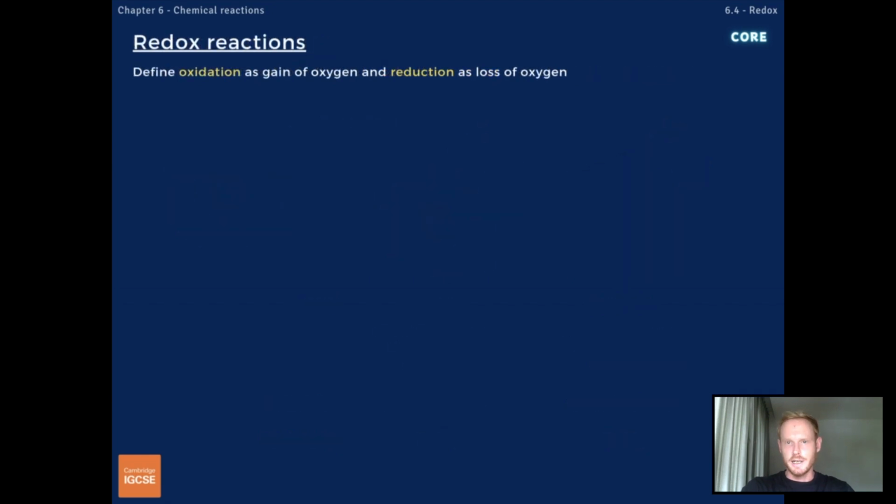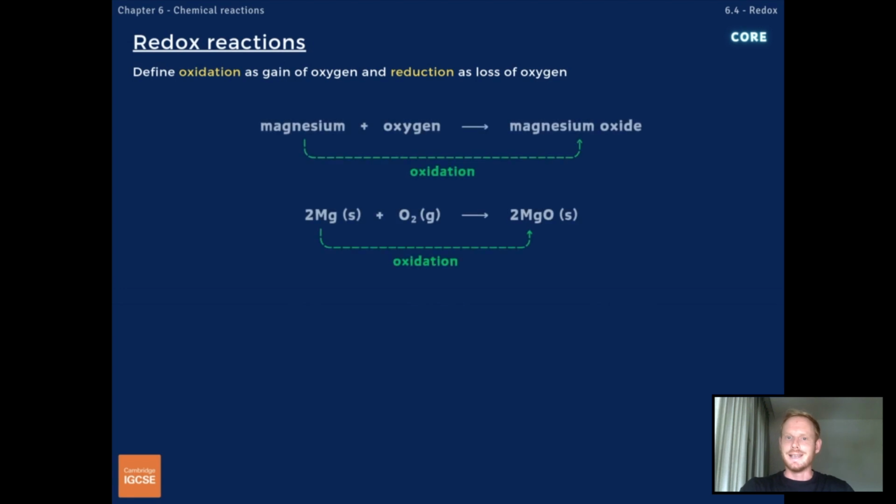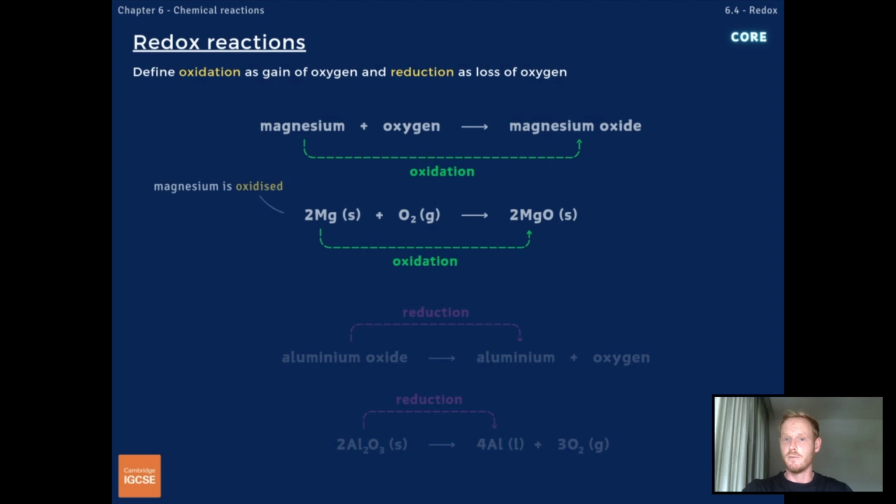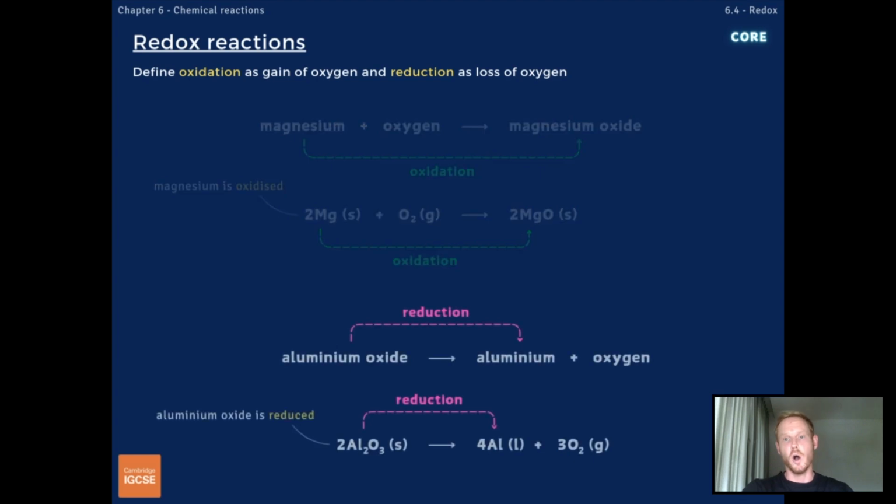Oxidation and reduction can be defined in terms of a gain or loss of oxygen or a gain or loss of electrons. In terms of oxygen transfer, oxidation is the gain of oxygen by an element or a compound, and reduction is a loss of oxygen by an element or compound. For example, when magnesium reacts with oxygen to form magnesium oxide, the magnesium gains oxygen, so it's oxidized. When aluminium oxide is broken down or decomposed to form aluminium and oxygen, the aluminium oxide loses oxygen, so it's reduced.